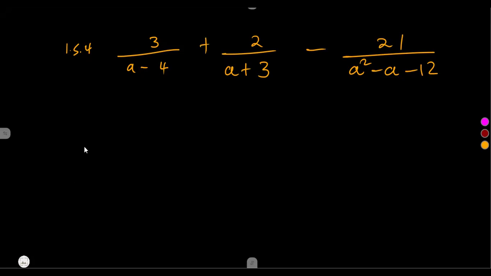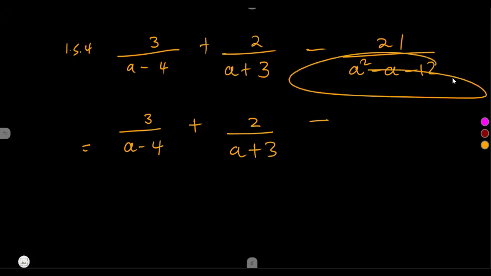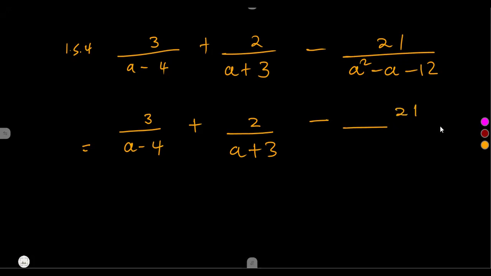Anyways, you can see that the first part, these are just linear, nothing to be factored out. You just rewrite as it is. 3 over a minus 4 plus, the same here, it is just linear. There's nothing that we can do, just rewrite as it is. Minus the quadratic there, where we have the a squared. There is a need for us to factorize.